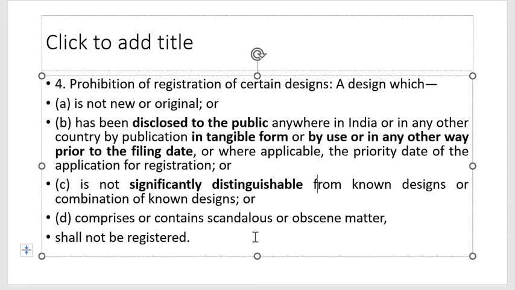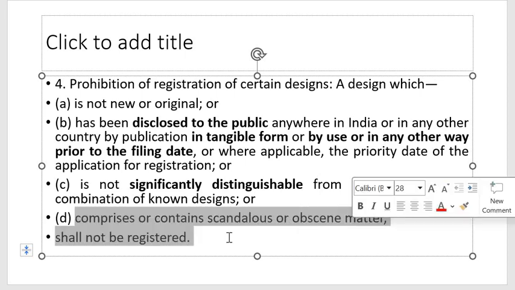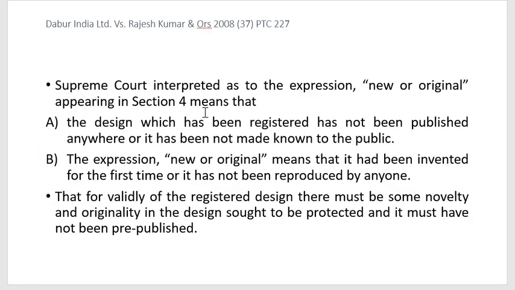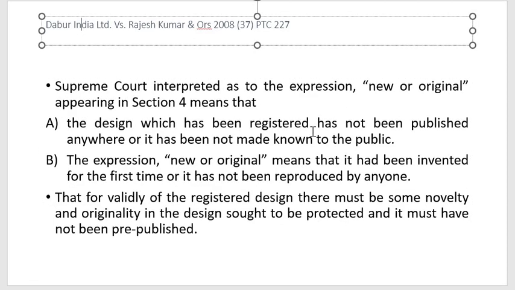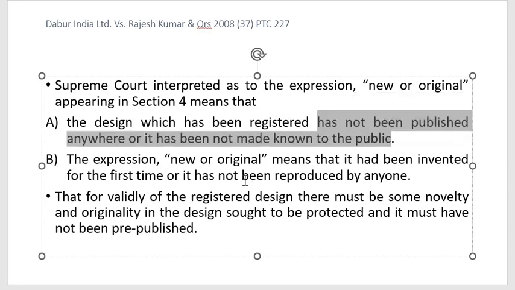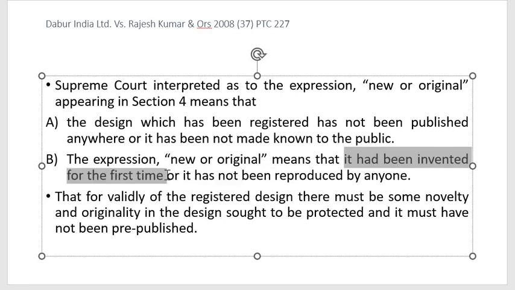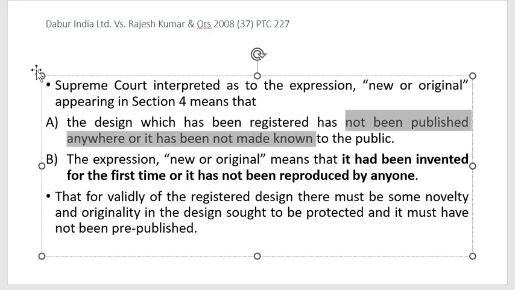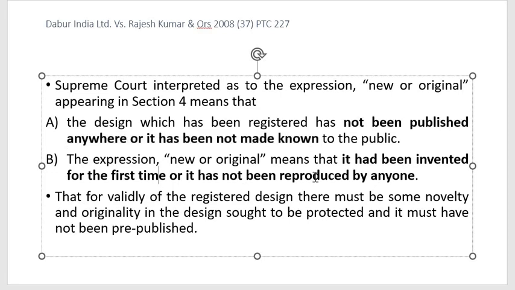So significantly distinguishable. If it comprises or contains scandalous or obscene matter, it shall not be registered. Scandalous and obscene is a kind of morality, a matter of public policy, which varies from time to time and jurisdiction to jurisdiction. These are self-explanatory. Now, new and original in Dabur India versus Rajesh Kumar: what does it mean? The court said the design which has been registered has not been published anywhere, or is not known to the public. It means it was invented for the first time and has not been reproduced by anyone.